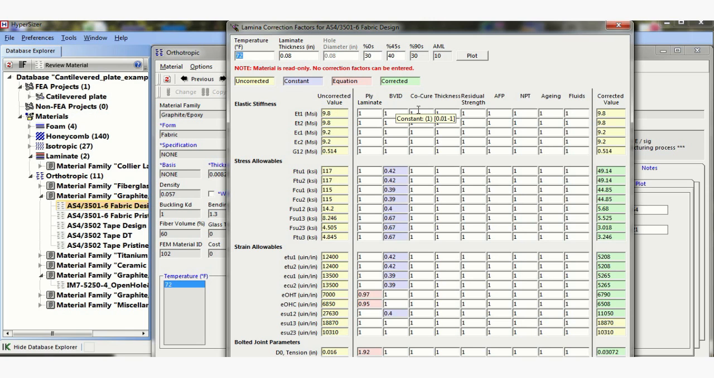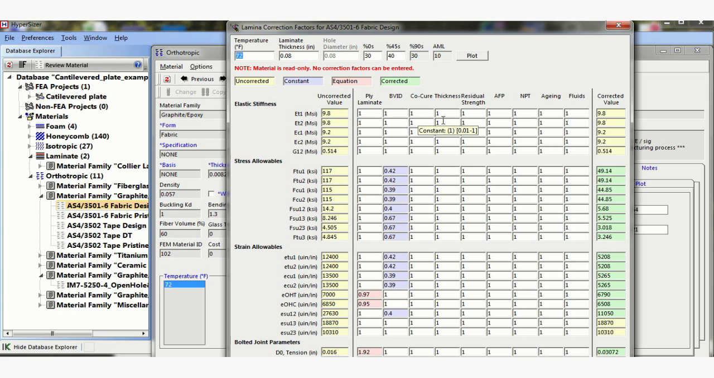Then we have a co-cure. We don't have anything in here, but we should have, so this means that this Collier allowable couldn't accommodate a co-cured lamina. So if we had a honeycomb structure with a co-cured skin, this particular allowable wouldn't be any good. But co-cure corrections can be pretty significant because when you put the pressure on the co-cured side, you end up with like a golf ball effect, a dimpling, and so it bends all the fibers. And it reduces the allowables by quite a significant amount.